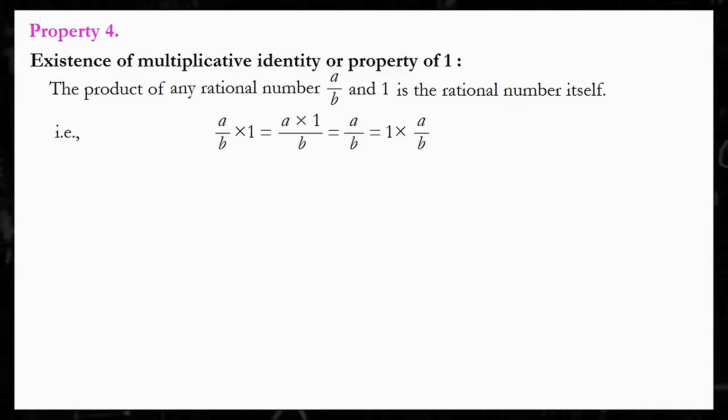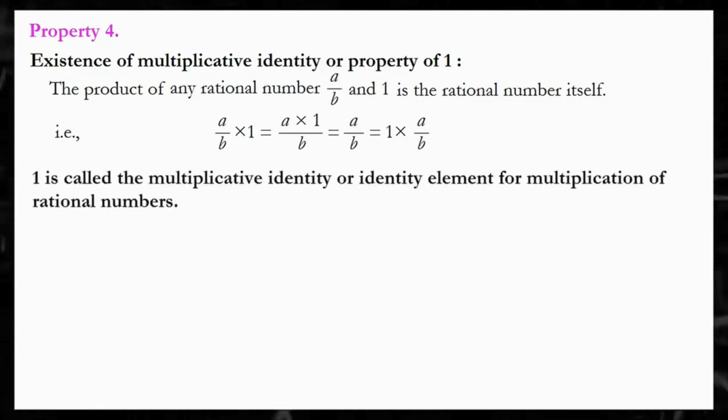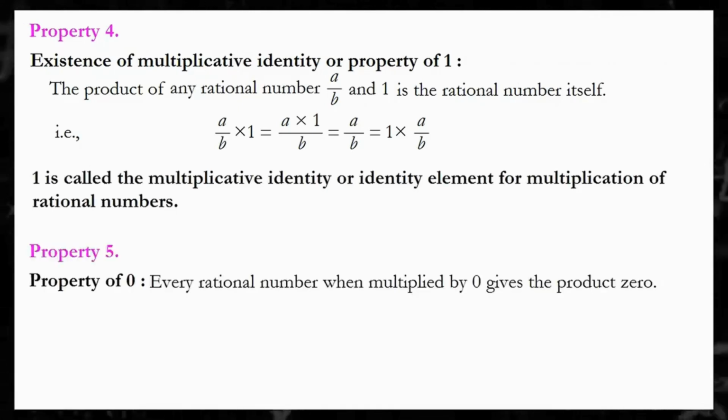That is, a by b multiplied by 1 is equal to a multiplied by 1 by b, which is equal to a by b, which is equal to 1 multiplied by a by b. 1 is called the multiplicative identity or identity element for multiplication of rational numbers.